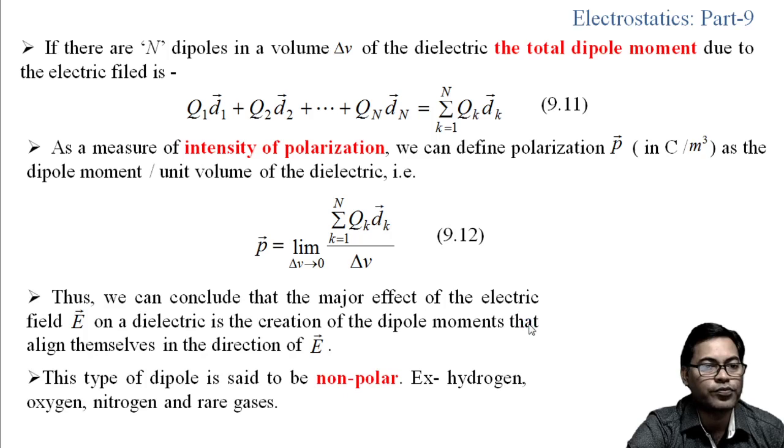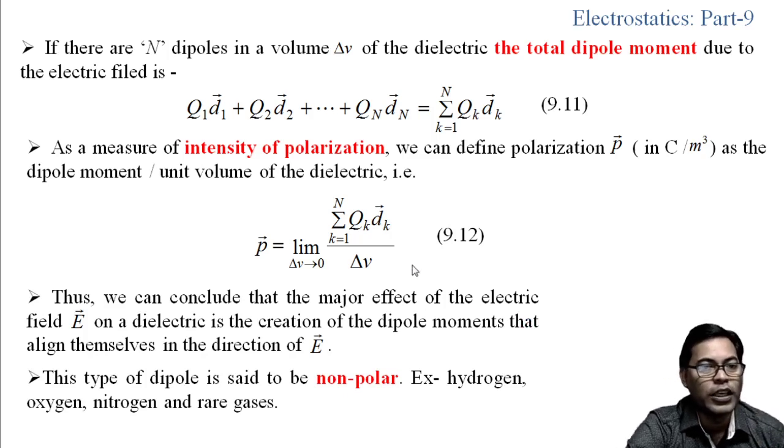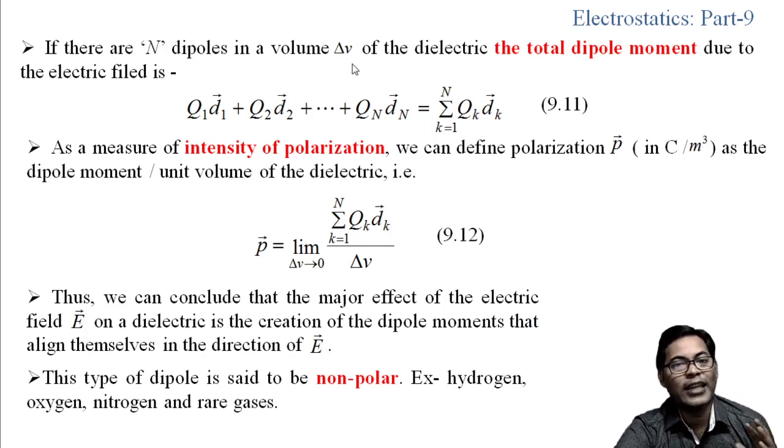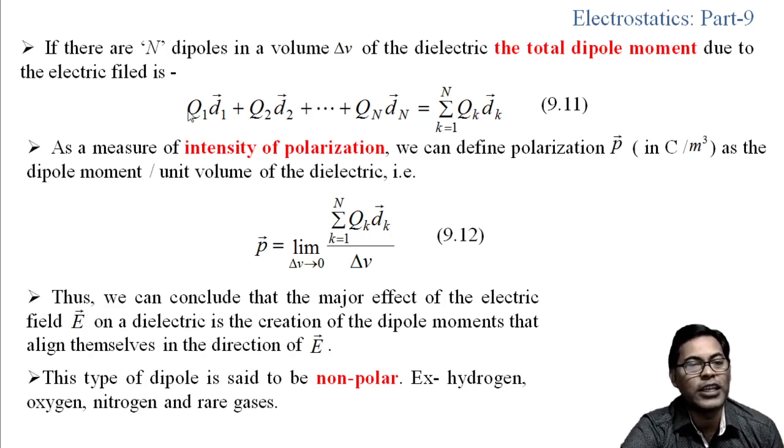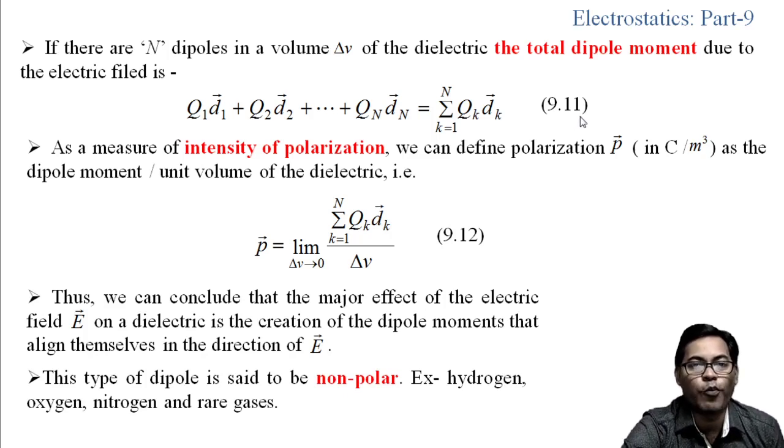So now instead of only one electron or only one atom, if we have n dipoles in a volume ΔV, then the total dipole moment we can find out easily. You can see that Q1 D1 plus Q2 D2 and Qn Dn, from that summation of k equals 1 to n Qk Dk. So if we have a small volume ΔV, inside that volume we have n number of dipoles, then the total dipole moment can be calculated by the formula 9.11.